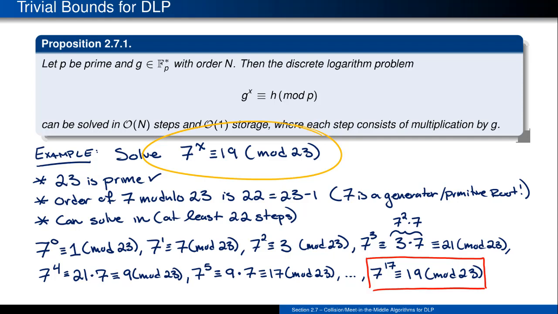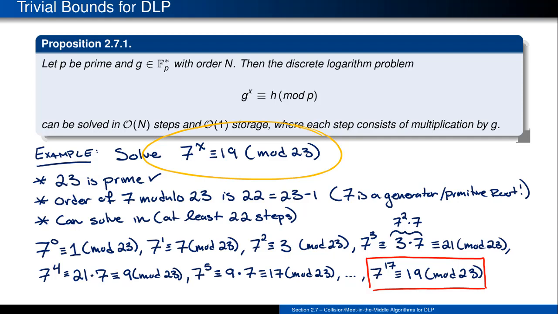The thing that makes this one really nice is that the number 7 is in fact a generator. The idea is that if I take 7 and start raising it to various powers, it's going to cycle through all of the numbers 1 through 22. So at some point, I am going to fire off the value of 19. I can see that 7 is a generator by looking at the order of this thing. In this case, the order of 7 is a full order, the number 22.